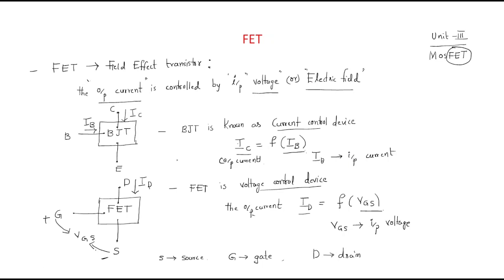The only difference here is: emitter is replaced by source, base is replaced by gate, collector is replaced by drain. In the BJT, the output current is controlled by input current. Here the difference is that the output current is controlled by input voltage. Okay, this is the introduction of the field effect transistor.